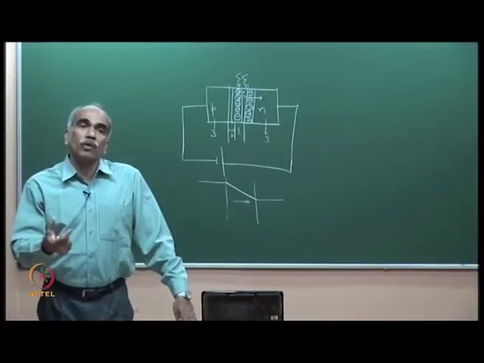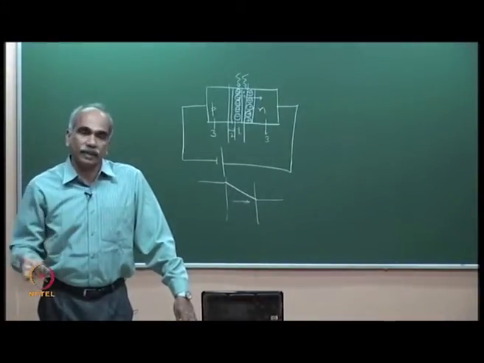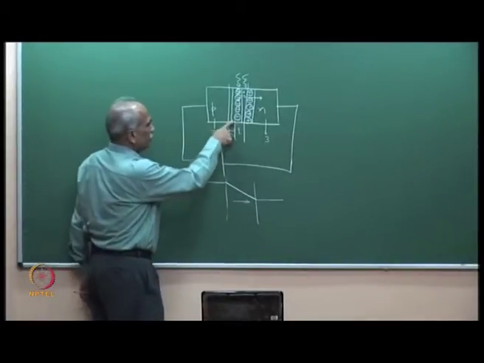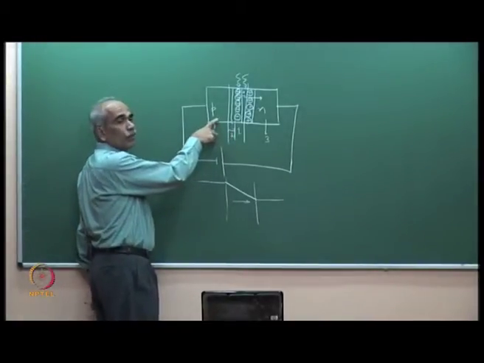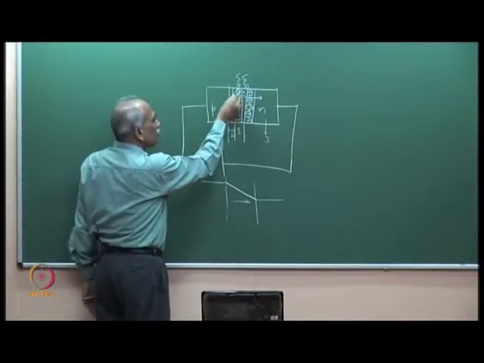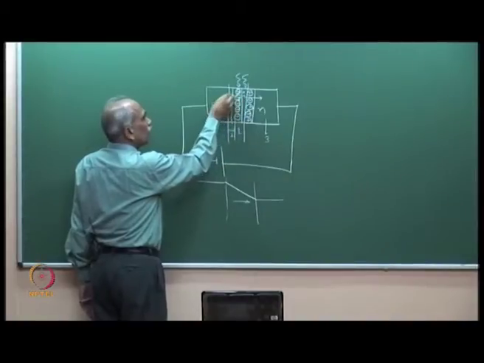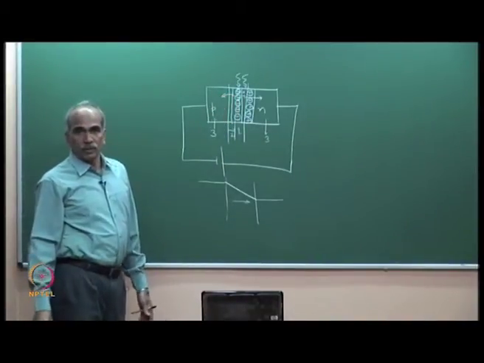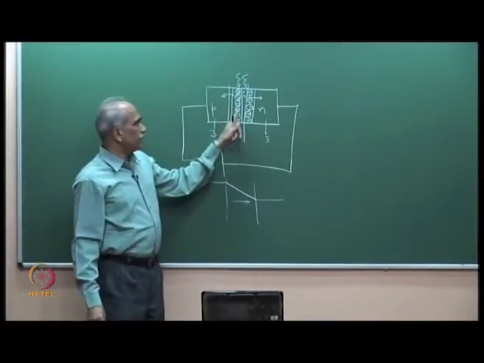Diffusion is because of concentration difference of the carriers, and that is why this region is called diffusion region, because here you have a large number of holes but very little concentration of electrons. Therefore, the electrons which are generated here would like to migrate here by diffusion. So, diffusion region and drift region.